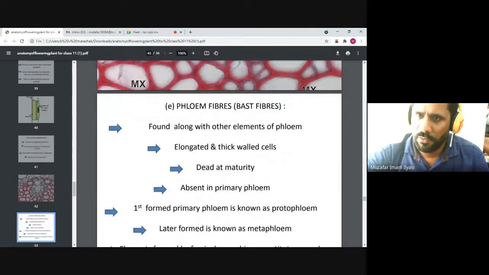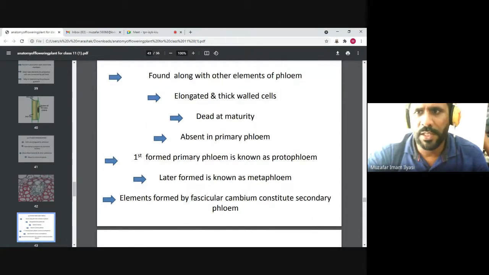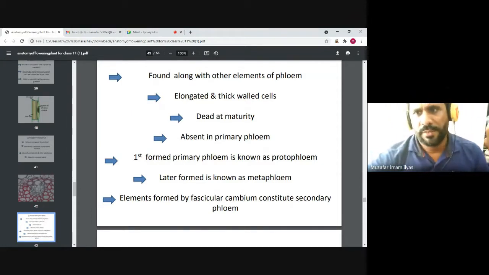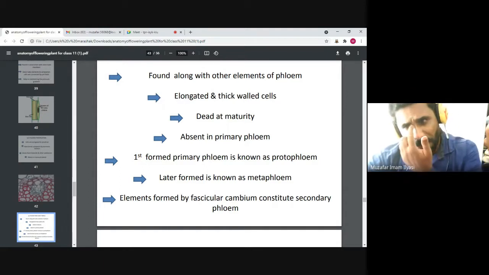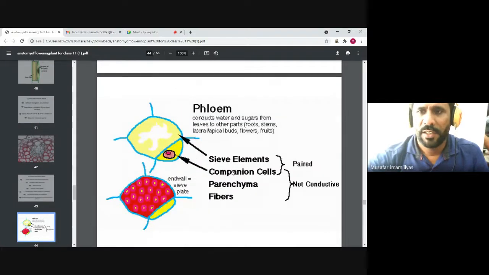Now about phloem fibers, which are also called bast fibers. Found along with other elements of phloem, they are elongated, thick-walled cells, dead at maturity, and absent in primary phloem. First formed primary phloem is known as protophloem. Later formed is known as metaphloem. Elements formed by fascicular cambium constitute secondary phloem. Here you can see the different components of phloem: sieve elements, companion cells, parenchyma and fibers.